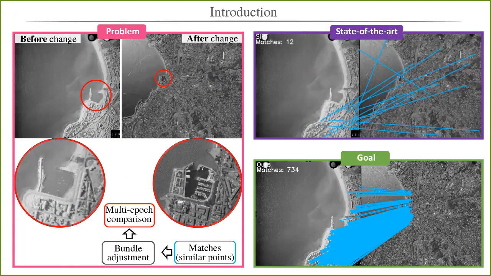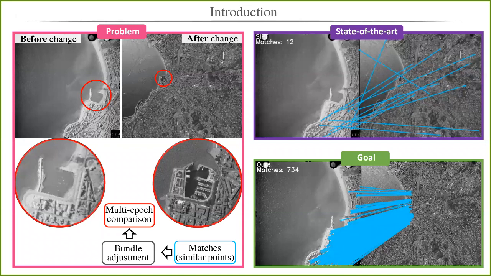Assuming we want to do change detection and we have images taken before and after the change. In order to do multi-epoch comparison, a bundle adjustment is required to estimate the image calibrations. To do bundle adjustment, we need to find the matches, which means similar points, between the images as observations. Finding matches is a crucial part throughout the procedure because even small inaccuracies in the location of matches can result in large errors in multi-epoch comparison.